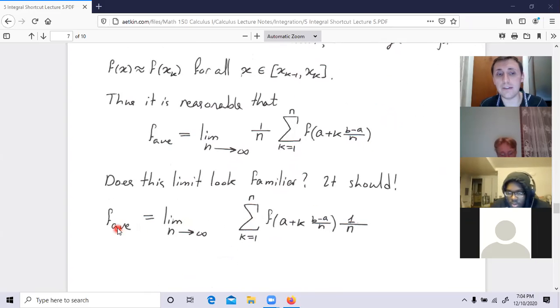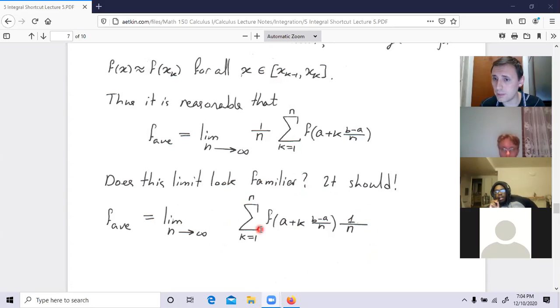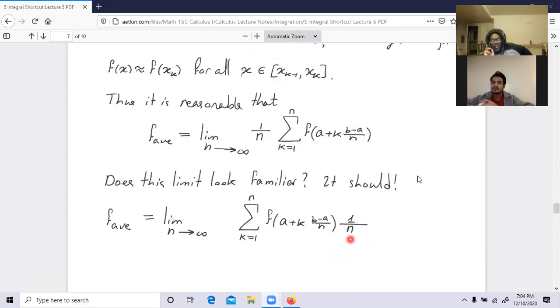Now, this is the average. Let's see. I take the limit as n goes to infinity, summation from k equals 1 to n, and I can move in the 1 over n. I multiply. Does this look familiar? Look at this expression. Does this look like something we were doing, albeit for a short time? What does it remind you of? In your comments, what does it remind you of?